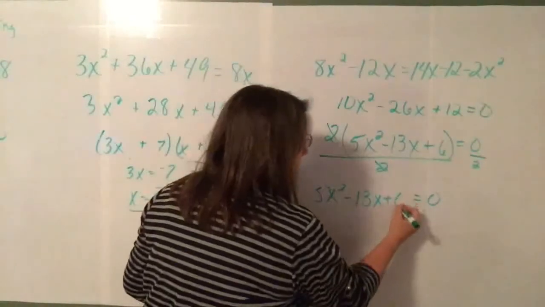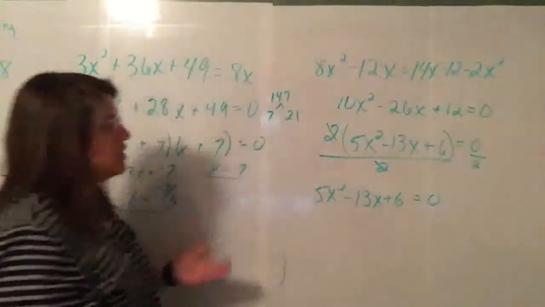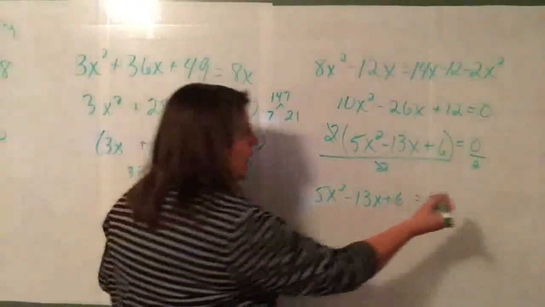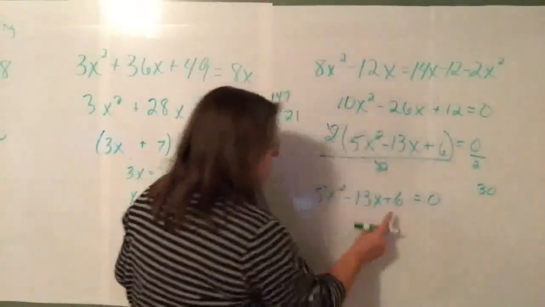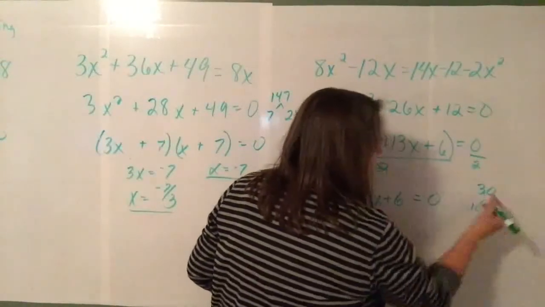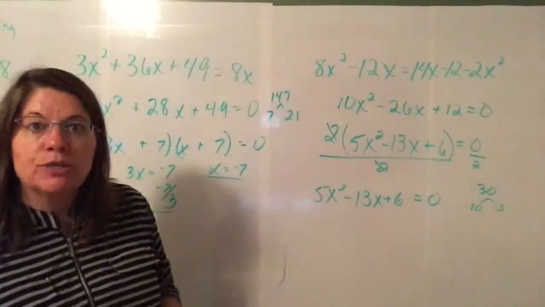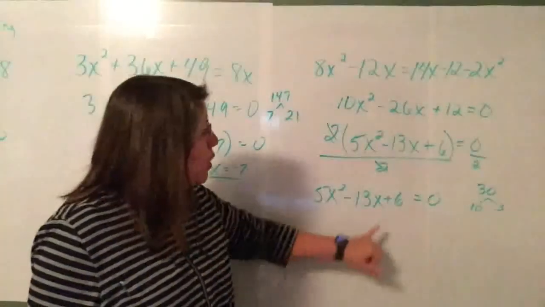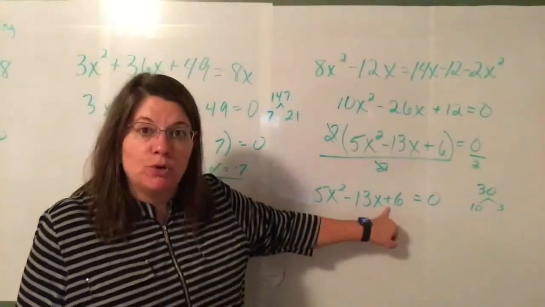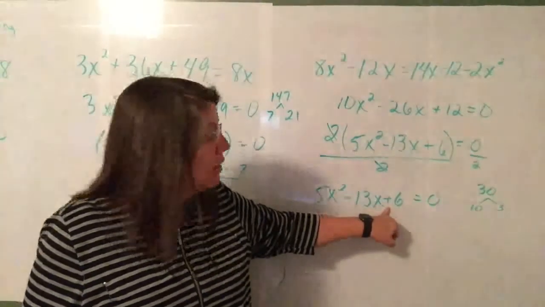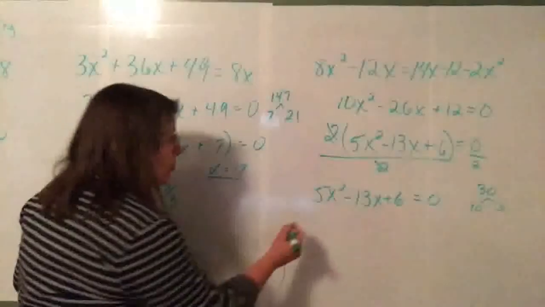5x² minus 13x plus 6. Then to factor this, I do 5 times 6. I'm looking for factors of 30 that will add to give me 13. Well, I know that 10 and 3 add to give me 13. Some of you might have thought, oh, 15 and 2. Well, 15 and 2 won't work because you're trying to add the two numbers to get 13. 15 and 2 subtract to get 13. So we would need to use 10 and 3.